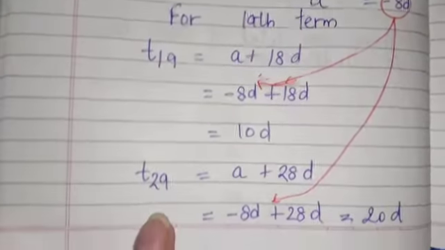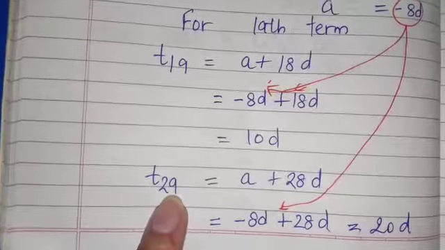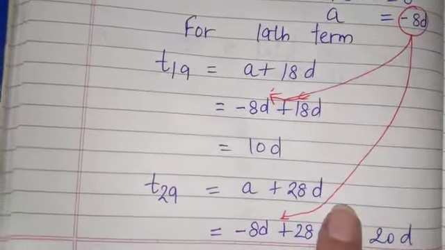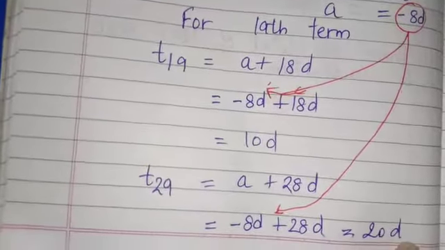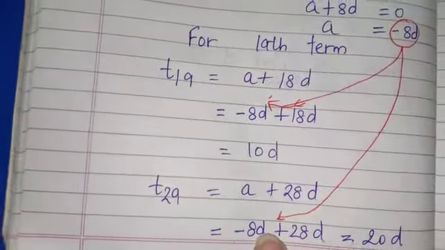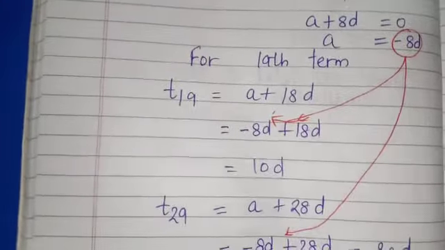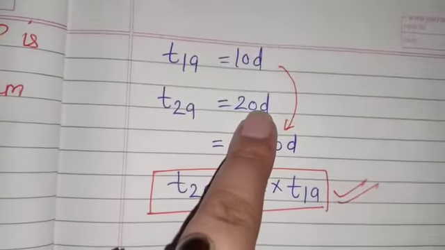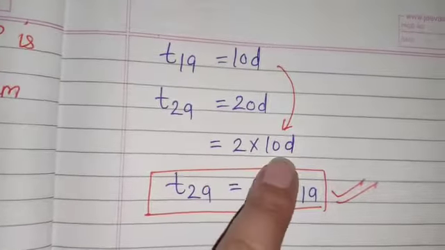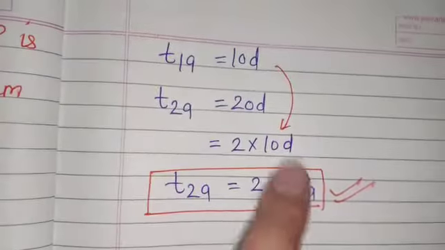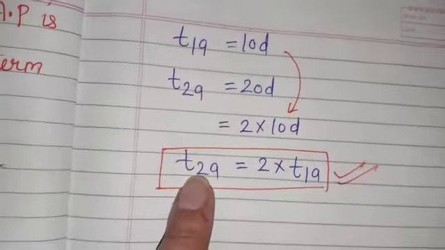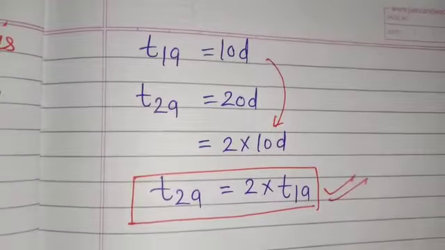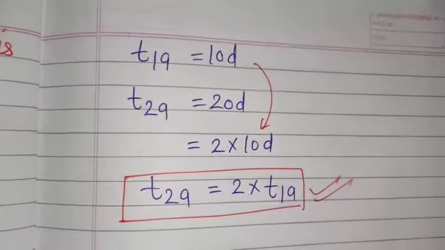So here T29, the 29th term, is A plus 28D, which means A is equal to minus 8D plus 28D, which is 20D. Again we have replaced the value from here, right? See, T19 is equal to 10D and T29 is equal to 20D. I can write 2 into 10, and 10D is T19. Here I have proved that T29 is equal to 2 into T19. That means the 29th term is twice the 19th term.